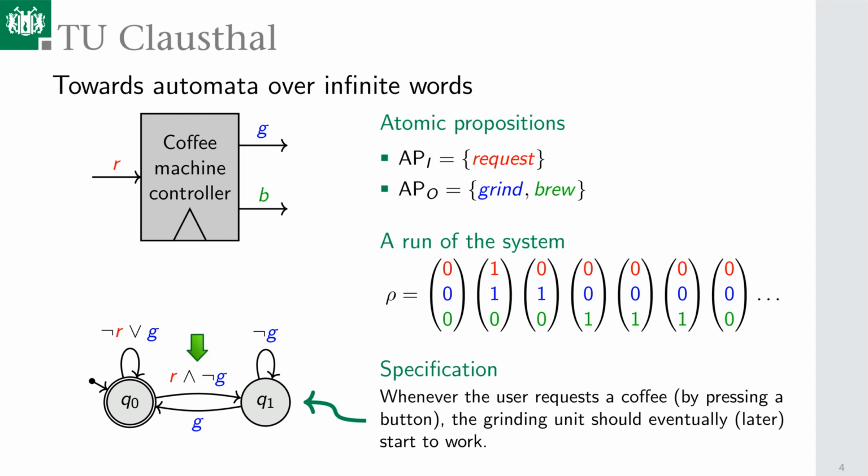Only when a request is seen that is not immediately answered by grinding, then the run of the automaton switches to state Q1. And in Q1, the run stays until grinding is seen, and then the run goes back to state Q0. With this concrete automaton here, exactly the words for which eventually a request happens that is not later answered by grinding are rejected. And all other words lead to runs that visit Q0 infinitely often, and hence they are accepted.